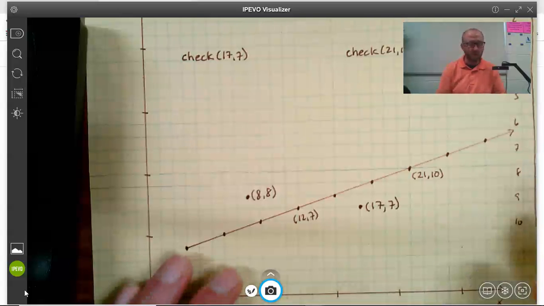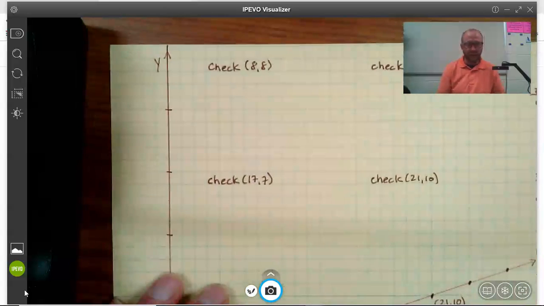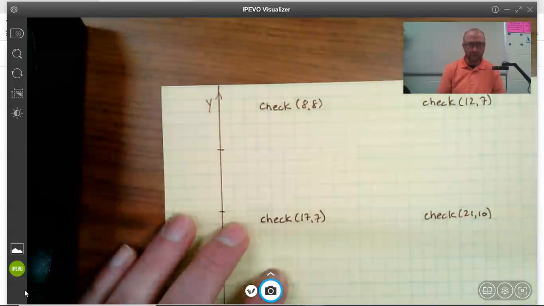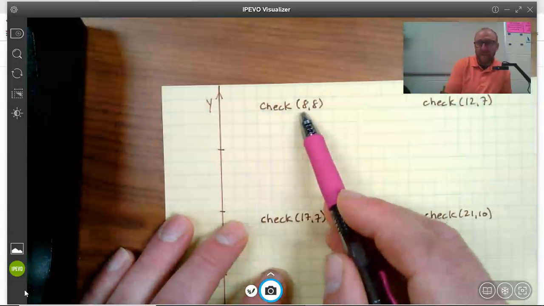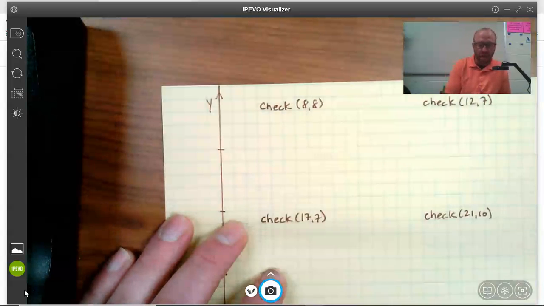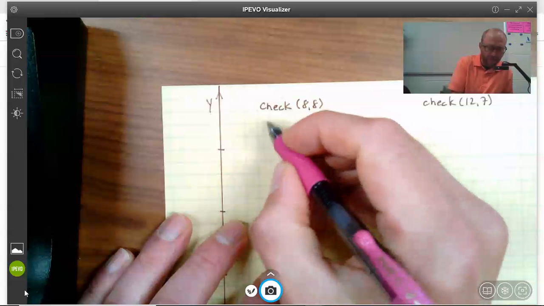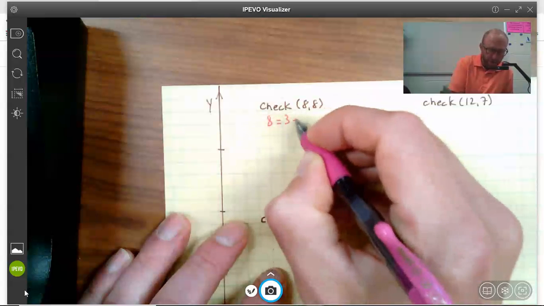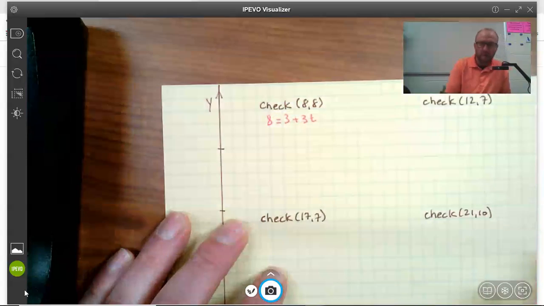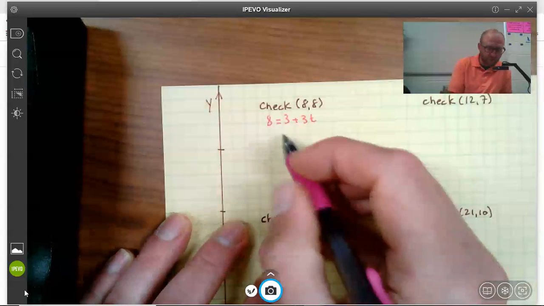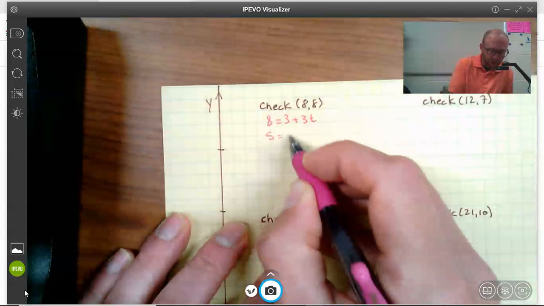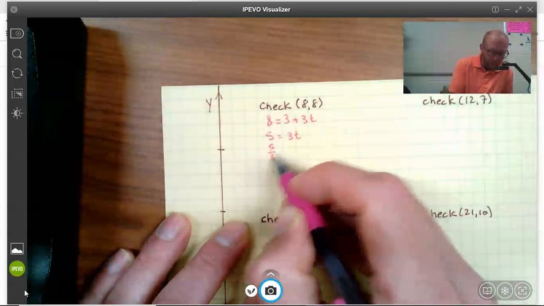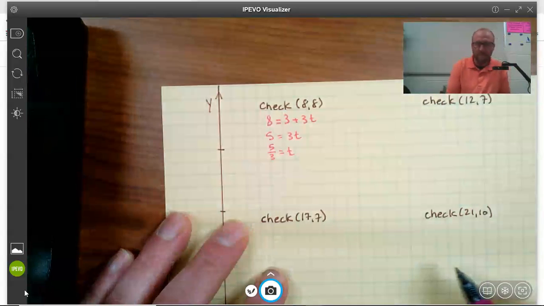That's what we're going to do next. So first, let's check (8, 8). And remember, (8, 8) is not on the line. So there must be some t that outputs an x equals 8. Let's figure out what that t is using the equation. I'll substitute 8 for x, and I have 3 plus 3t. I'll subtract 3 from each side. I have 5 equals 3t. I'll divide by 3, and 5/3 equals t.